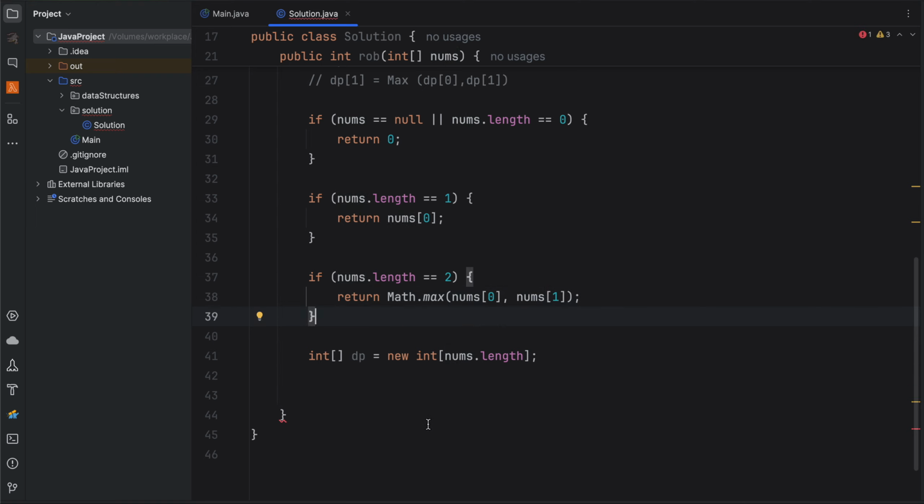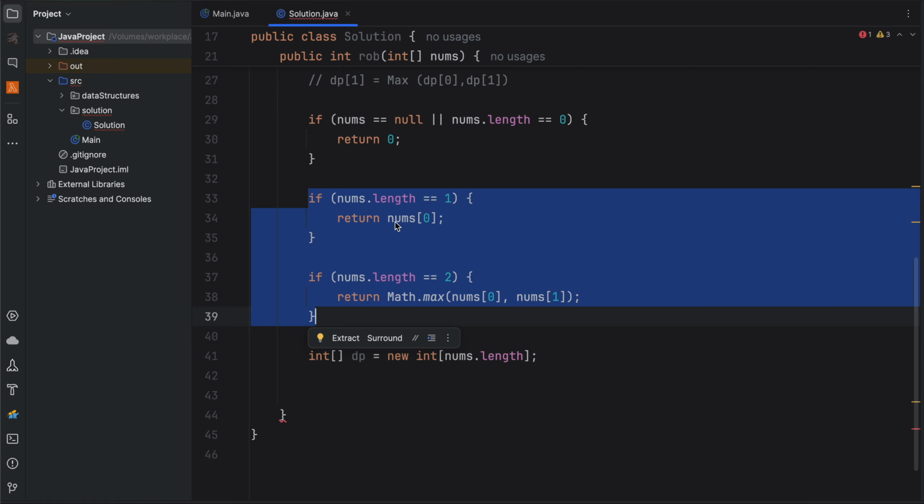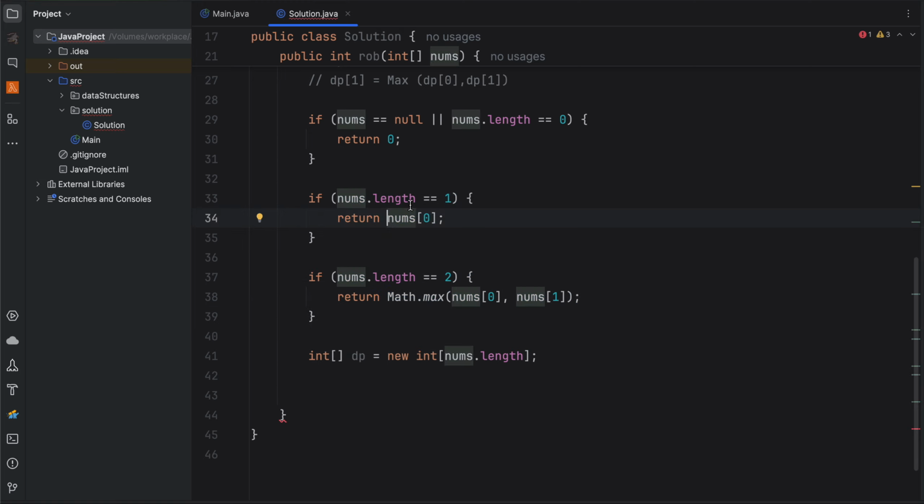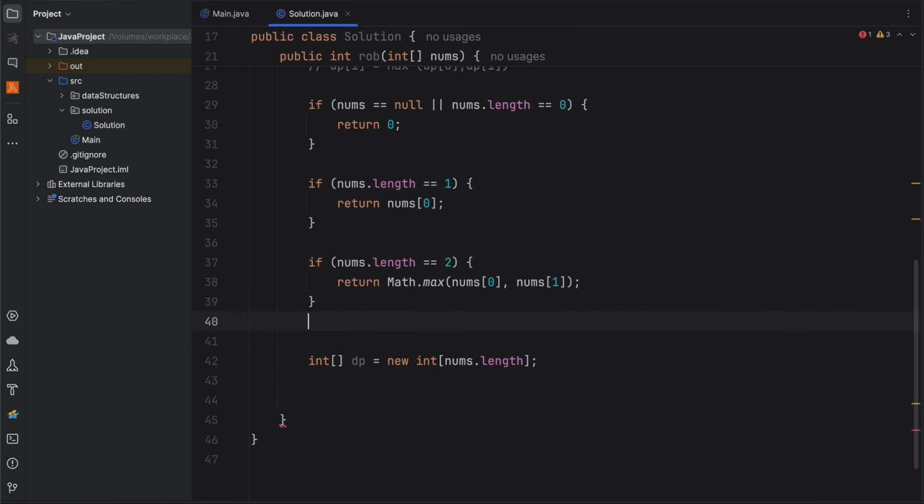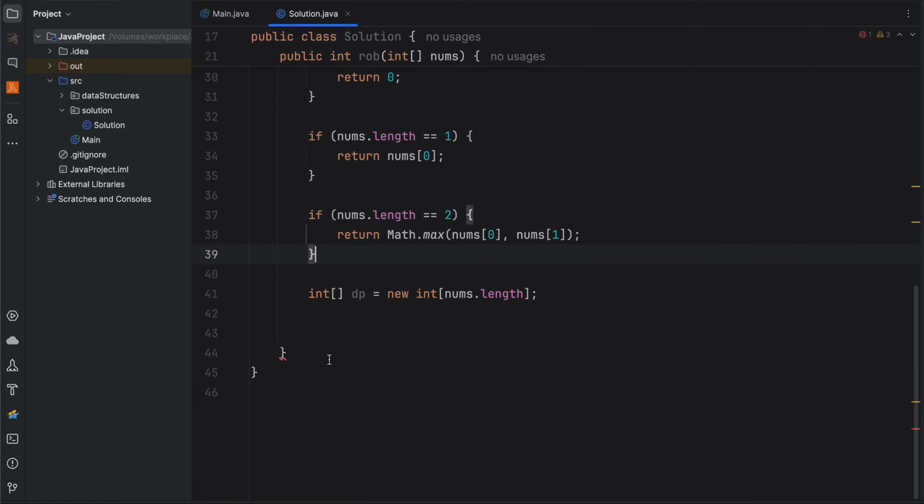But if it's not null, if it's not empty, if it has a length greater than 2, we can apply the dynamic programming approach.